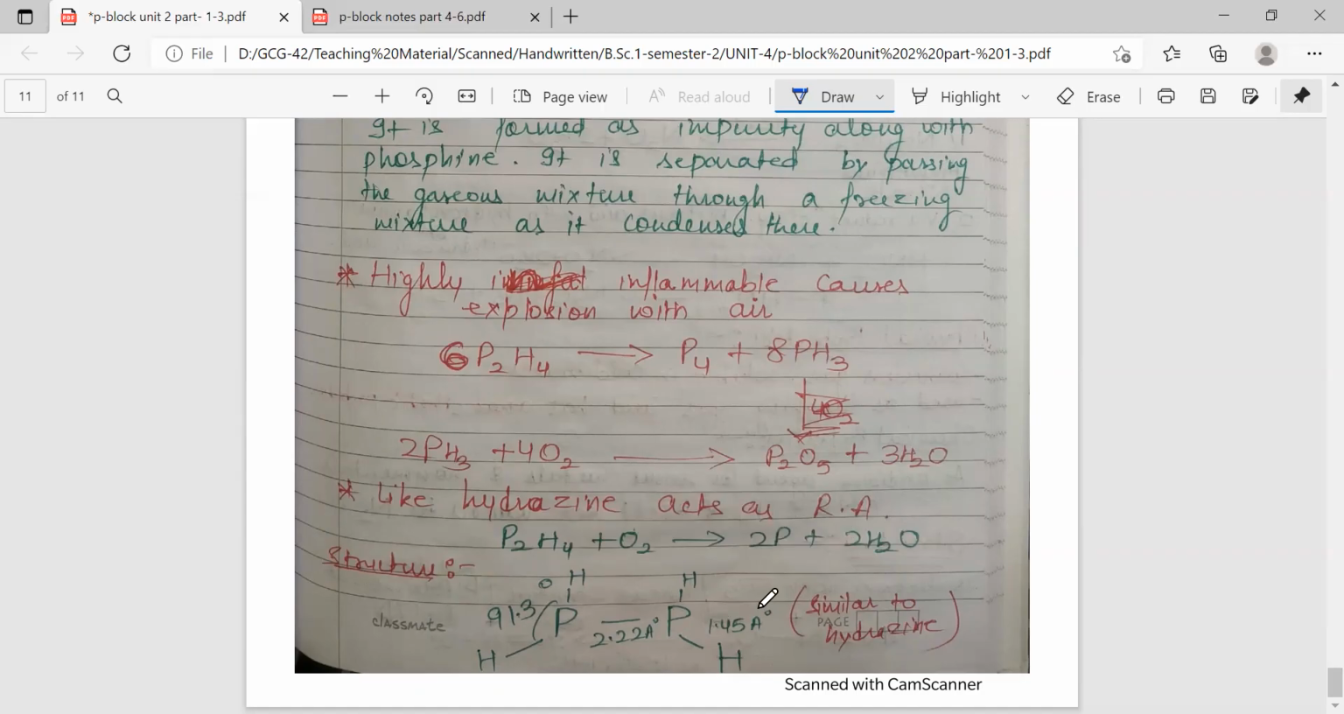So that is it for the hydrides of group 15. In the next video, we'll be starting with the oxides of group 15 elements.